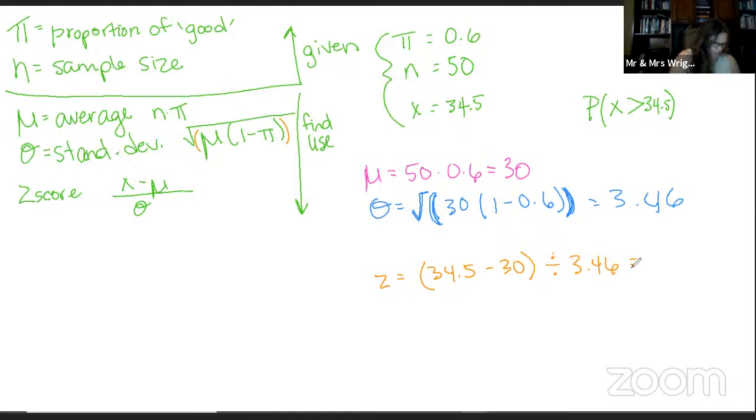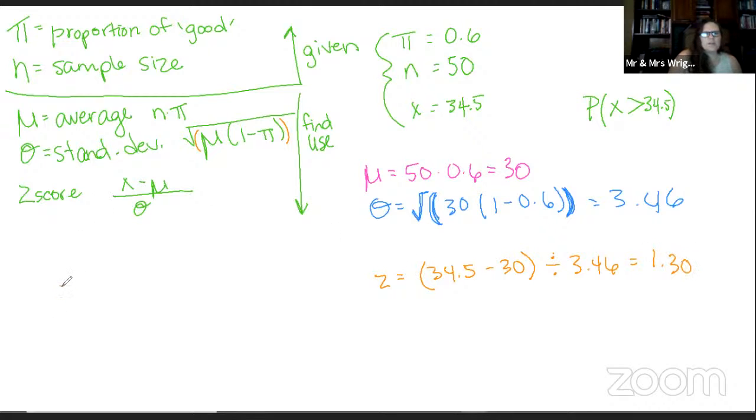So let me do that now. Parentheses 34.5 minus 30 close parentheses divided by 3.46 equals 1.30057, etc. Since there was a second zero here, I'm going to round down to 1.30.